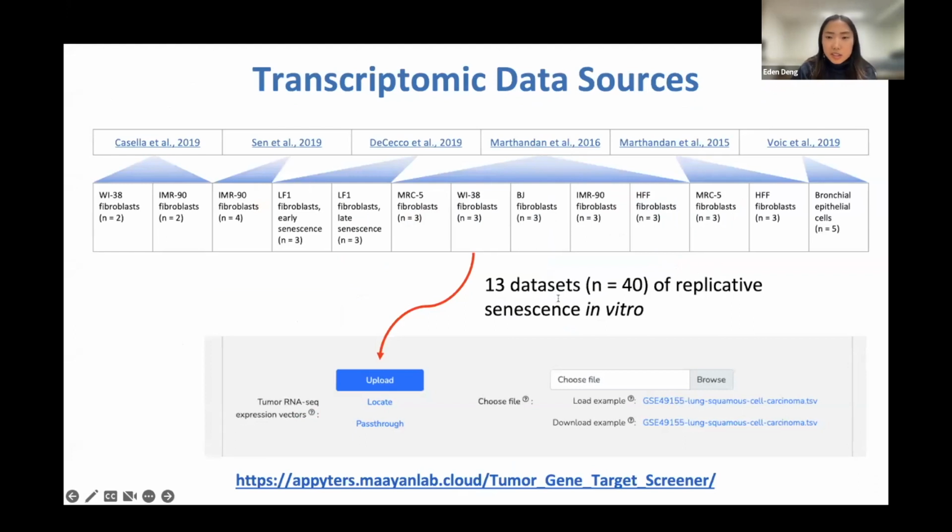So first, to gather senescent cell data, we searched for studies providing RNA-seq from multiple replicates of RS cells. And in total, we analyzed 13 different data sets from 6 in vitro studies of senescence. Something just to note is that by design of many of these in vitro senescence studies, most samples happen to be from human fibroblasts. The transcriptomic data from each of these studies was processed by the Appyter for targets, and then we aggregated the results from the 13 data sets.